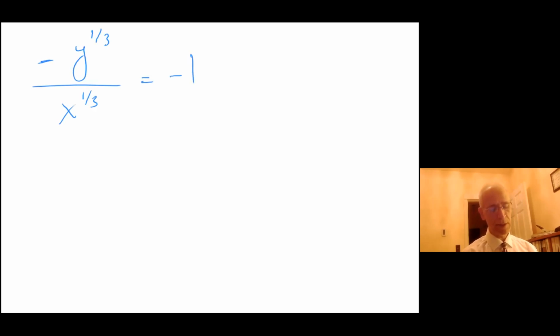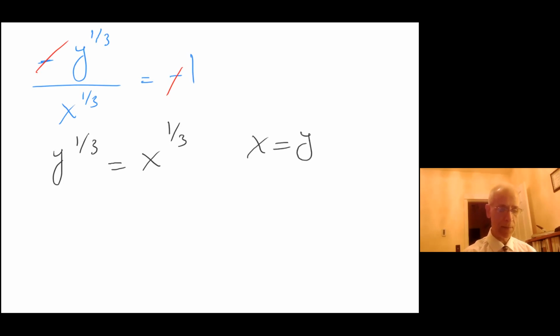Multiplying both sides of this equation by -1, I can go ahead and drop the negative on both sides and then multiply by the LCD. I get y to the 1/3 equals x to the 1/3. And that tells me that if y to the 1/3 equals x to the 1/3, then x must equal y. And now I'm going to use that and go back, substitute that into the original problem.